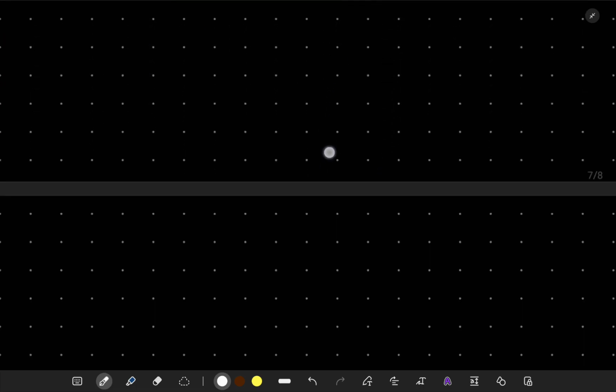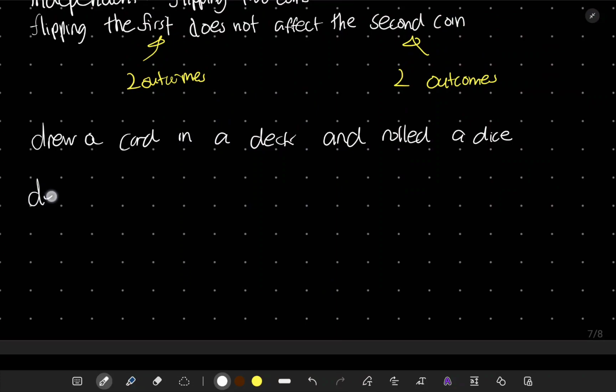So now let's think about examples for a dependent event. For a dependent event, we have to figure out when one event does affect the other. One common example that we can do is basically drawing a card, drawing multiple cards in a deck.